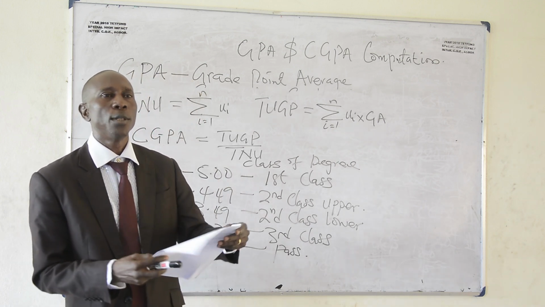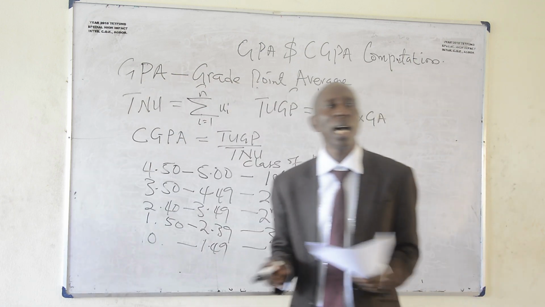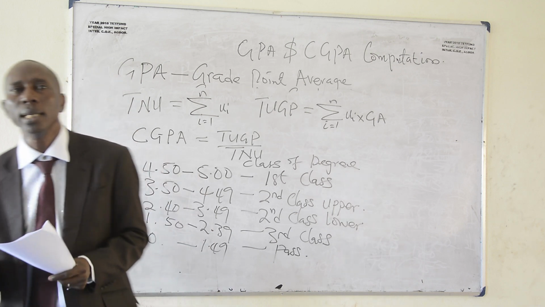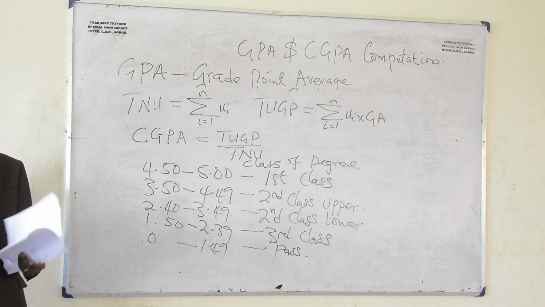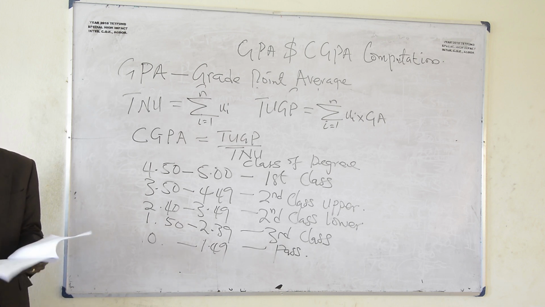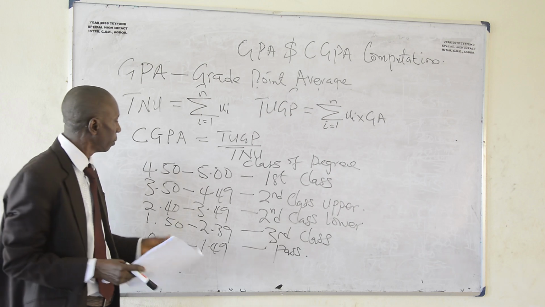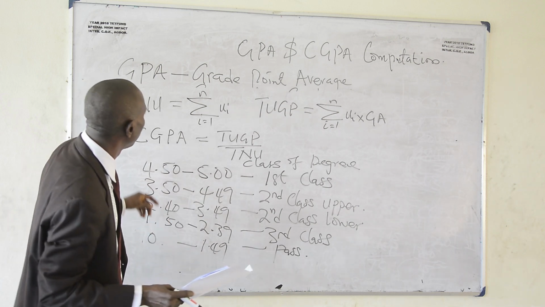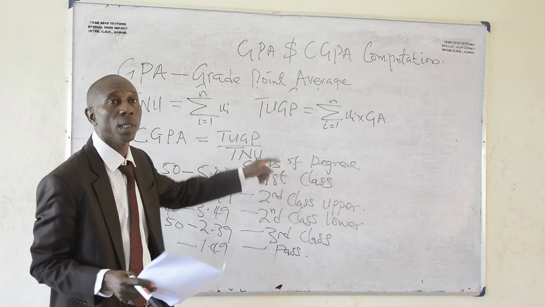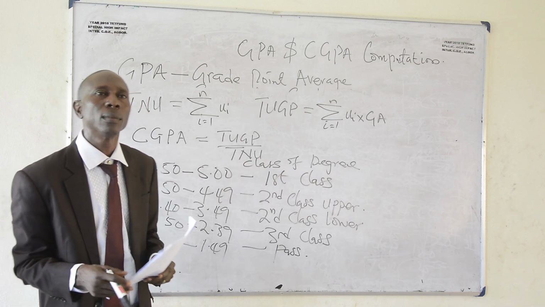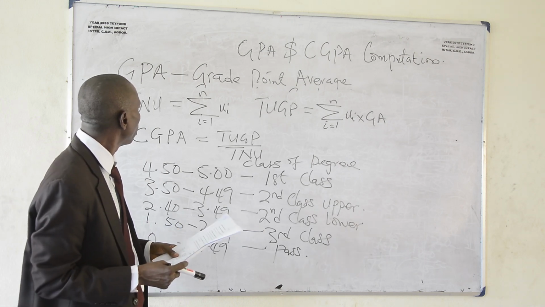I don't know if we have any question to ask as regards the GPA and CGPA computation. Sir, you said before that CGPA is equal to the total unit grade point over the total load units. From the beginning, you said GPA is the total unit grade point, so I don't understand that.